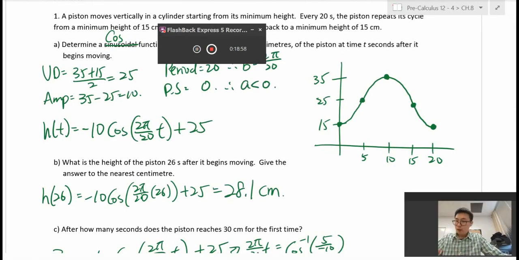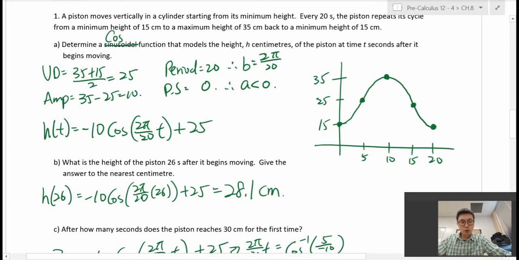All right, let's look at the answers here. For the first one, you should be able to draw this quick sketch right here. It goes from 15 centimeters to 35 centimeters, and it takes 20 seconds for one cycle. So you can see my 20 seconds. Here's my one period. It goes from 15 to 35 back to 15. So I can find the vertical displacement again. That's just the max plus min divided by 2, so I get 25. Amplitude is simply max minus the center line, which is 10.